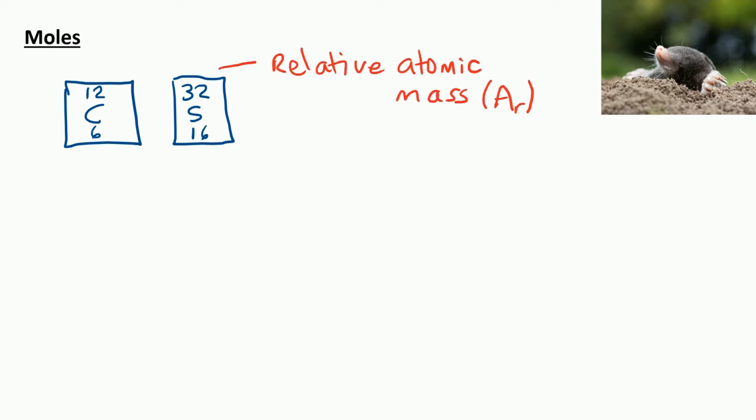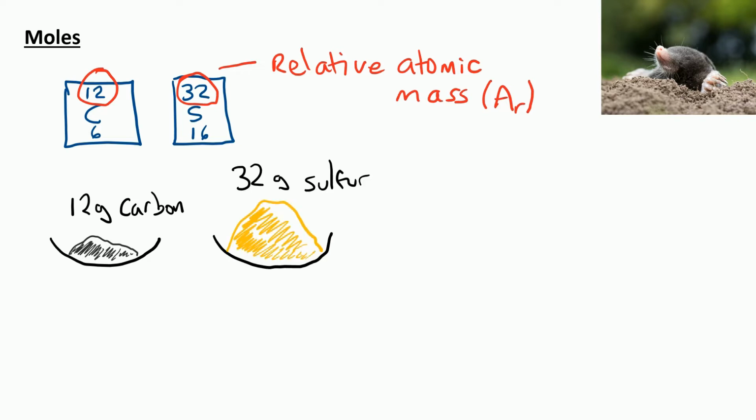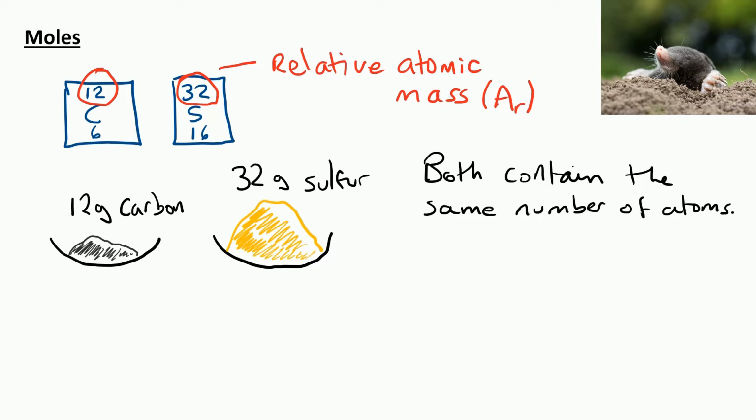So let's take carbon and sulfur as an example. If we look at their relative atomic mass, which is the mass number on the periodic table, for carbon it's 12, and for sulfur the relative atomic mass or mass number is 32. Now if we weigh out that many grams of each substance, so 12 grams of carbon and 32 grams of sulfur, we'd actually have the same number of atoms. Both those samples contain the same number of atoms. So how can that be?